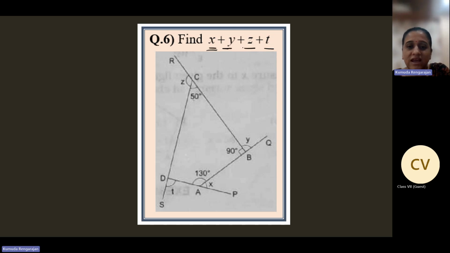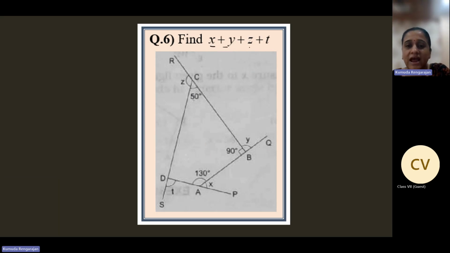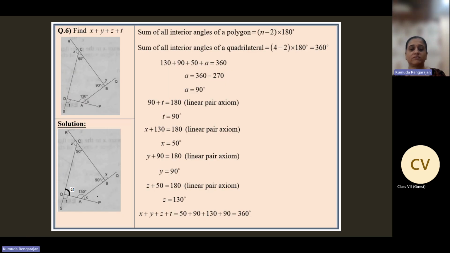these are the four exterior angles. Yes, X, Y, Z, and T are the four exterior angles of this quadrilateral ABCD. And we know that in any polygon, the sum of the exterior angles is always 360 degrees. So the answer will be 360. But you have to find the measure of X, Y, Z, and T, and then find the sum. All right, please work.